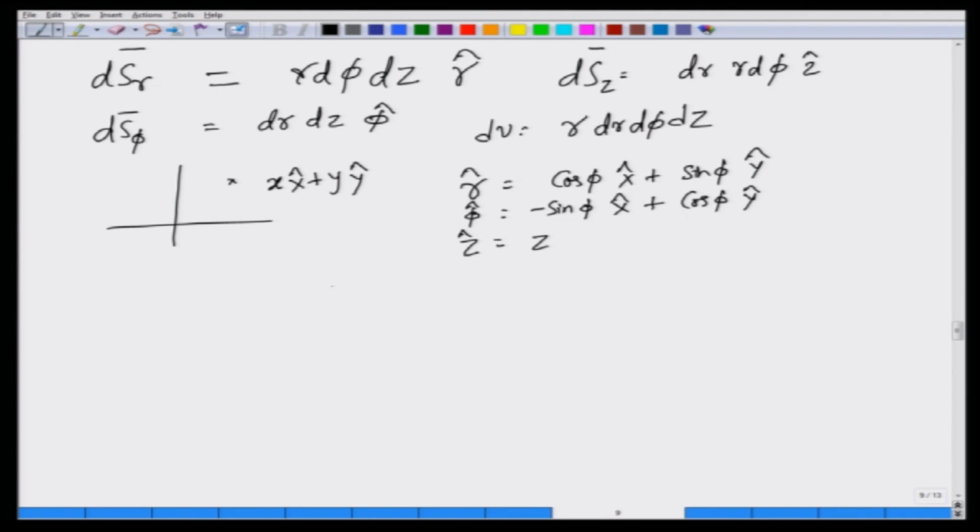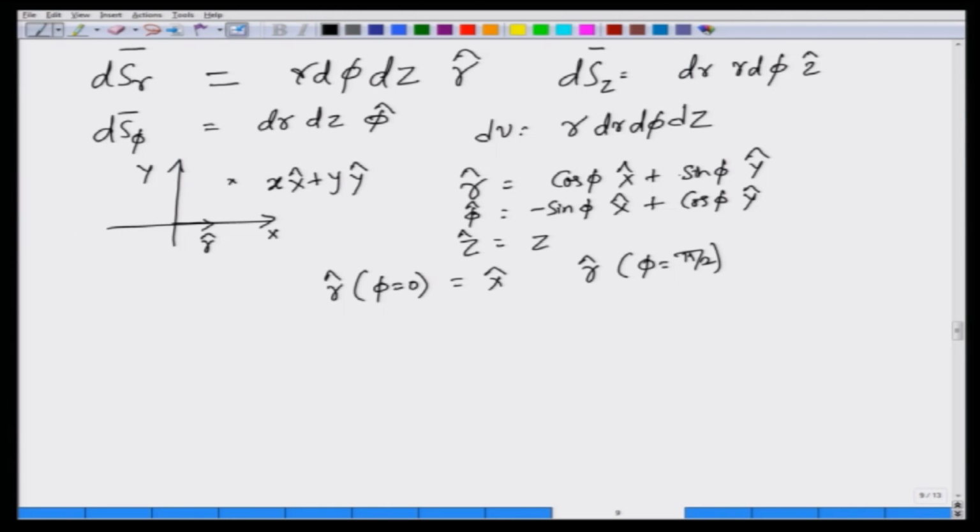So, r hat at phi equal to 0 is pointing entirely along the x axis. If this is my x axis and this is my y axis, r hat is pointing along this direction. Interesting. What happens with r at phi equal to pi by 2, 90 degrees?